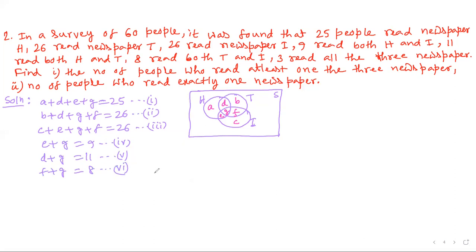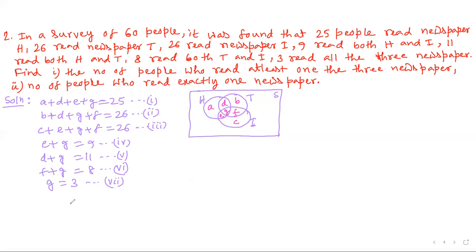Now, the last part, 3 read all the newspapers. All the newspapers means the intersection of H, T and I. And if you see the Venn diagram, the intersection of H, T and I contains only G. So G is equal to 3. This is equation number 7. So in this way, by using the given conditions, we have written all these relations, a total of 7 relations. Now you have to calculate the value of all variables one by one.